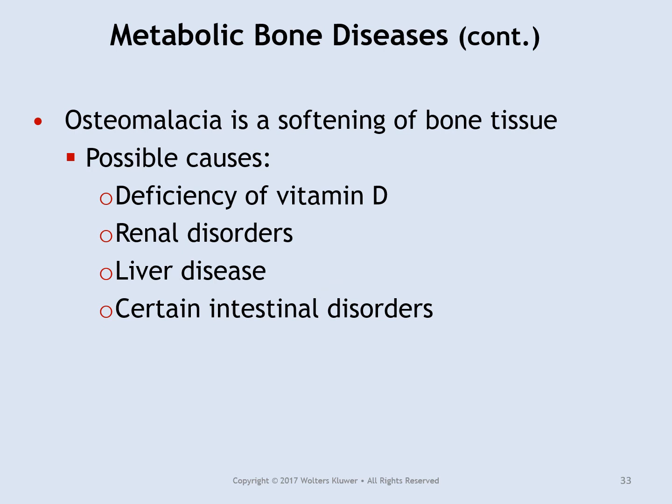So osteomalacia is a softening of the bone tissue. That happens when there's not enough vitamin D, which is the primary dietary cause. It can also happen in renal and liver disorders. And then intestinal disorders where there is a malabsorption pertaining to vitamin D, particularly, can certainly cause an issue with osteomalacia softening.